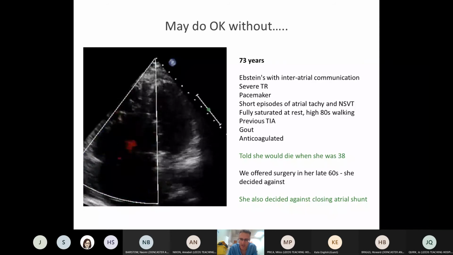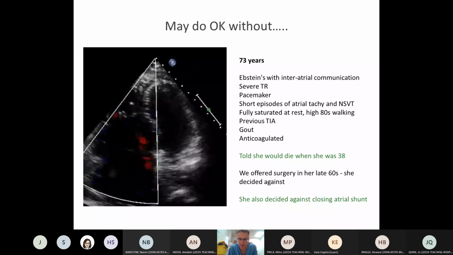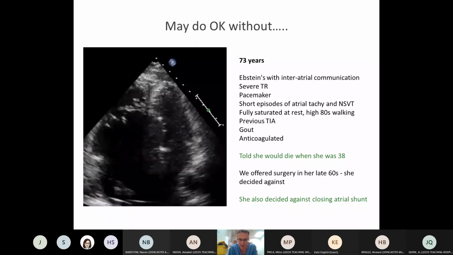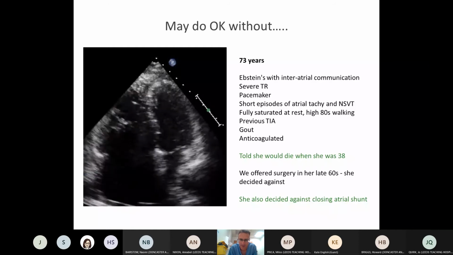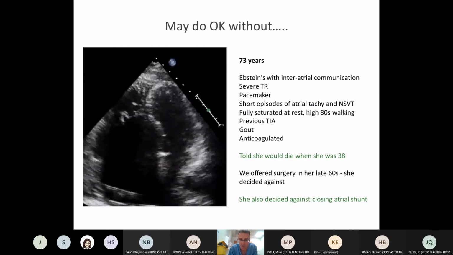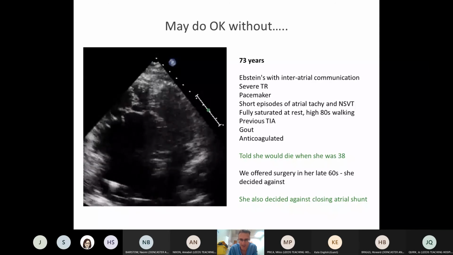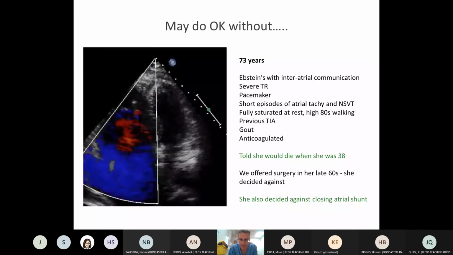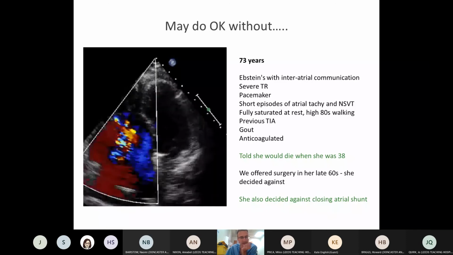She was told when she was 38 that she would die. I can't remember what her date of death would be, but she was told that she wouldn't live much longer when she was in her 30s. We had a lot of discussion about her, but did actually offer her surgery in her late 60s, and she decided against that, which was probably no bad thing. And she's also decided against having her atrial shunt closed.